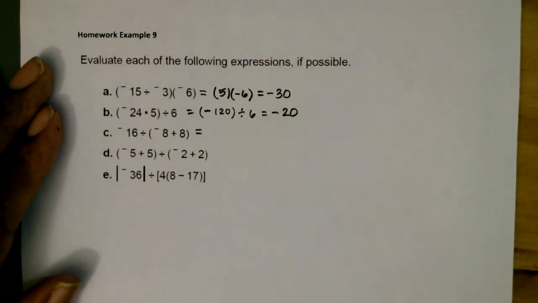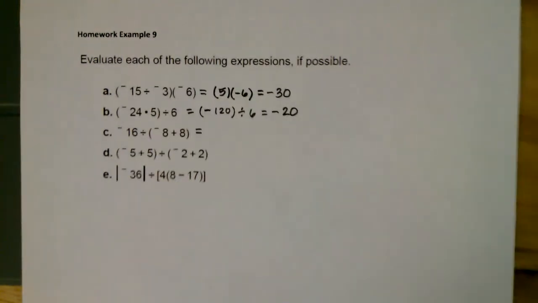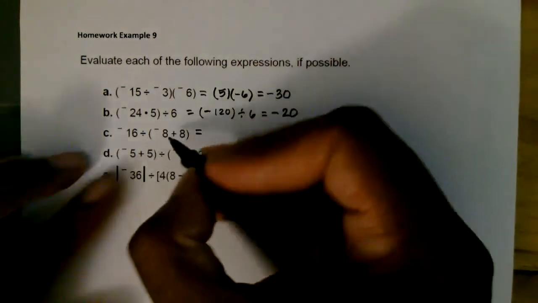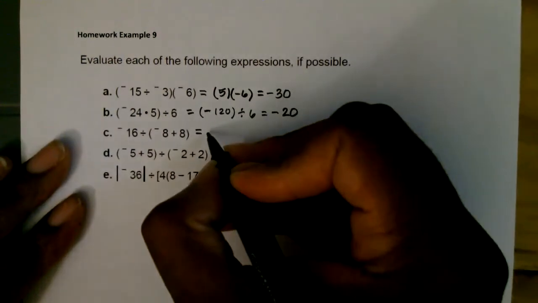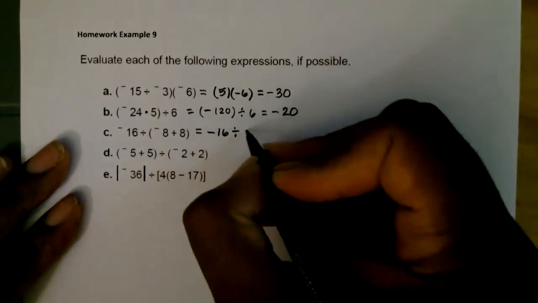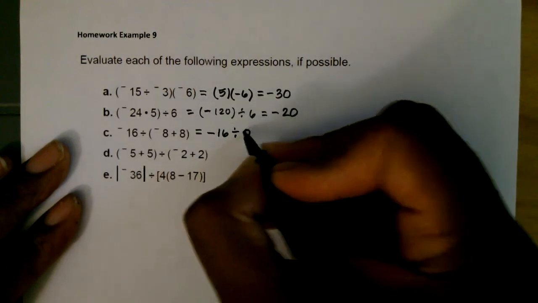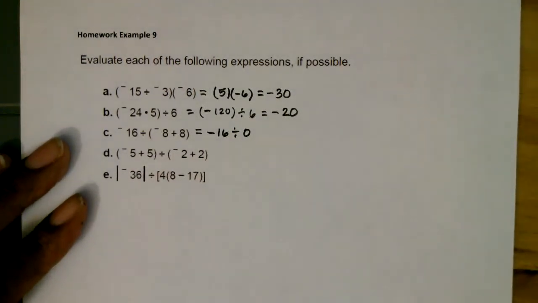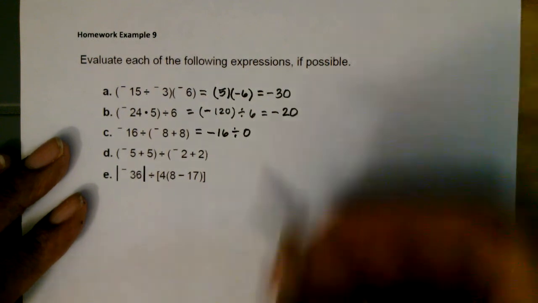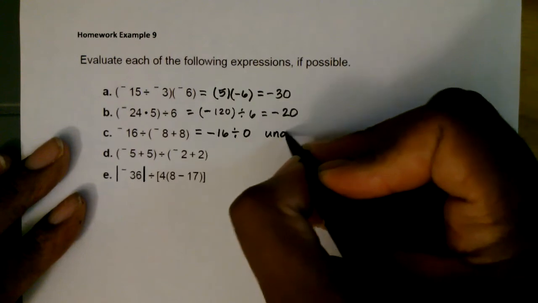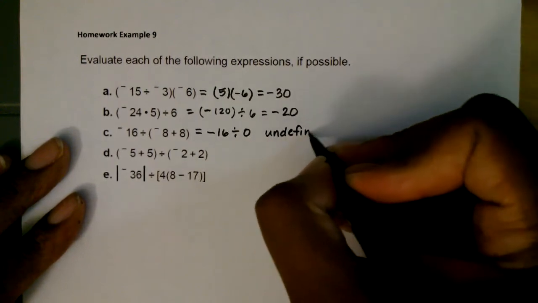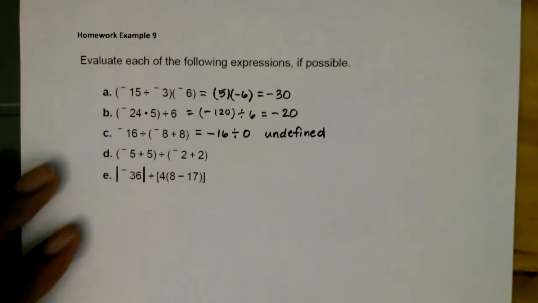All right, on this one, negative 16 divided by, in parentheses, negative 8 plus 8. In this case, if I add negative 8 plus 8, that would be 0. So I'll bring that negative 16 over. That'd be divided by negative 8 plus 8, that's 0. We've got a problem here. We cannot divide negative 16 by 0. We can't divide by 0. So this is undefined.